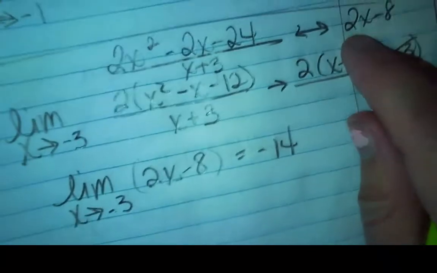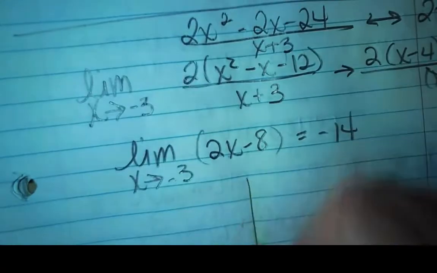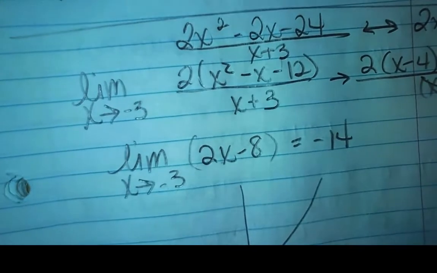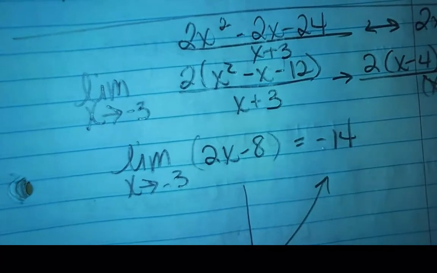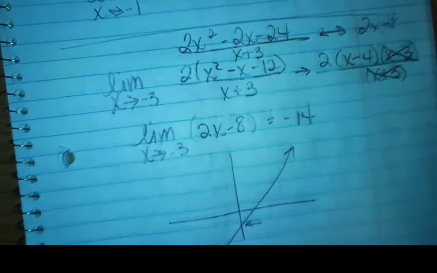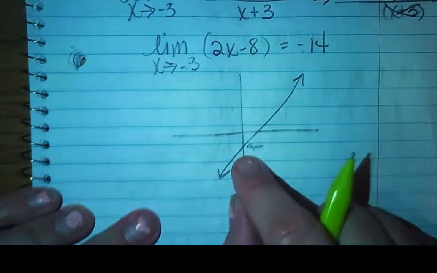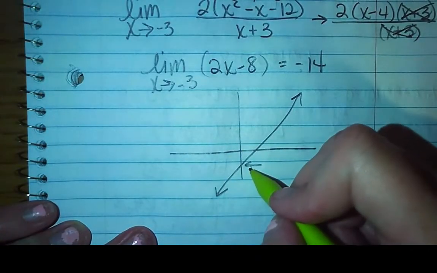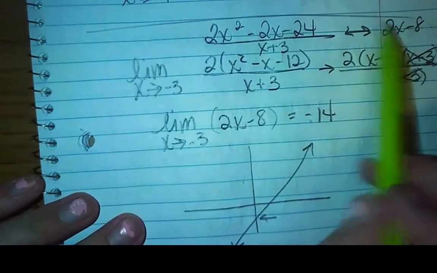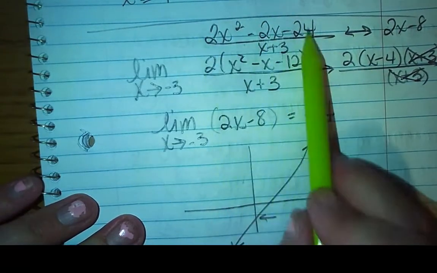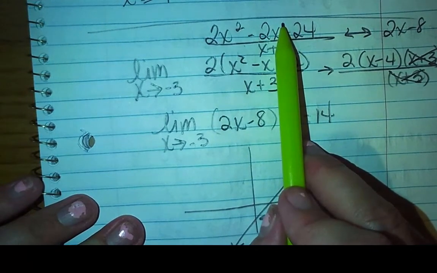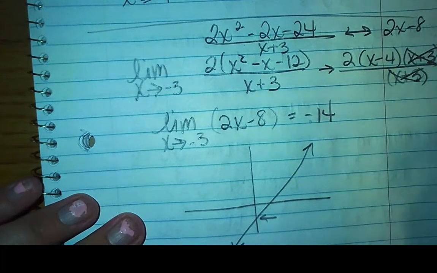If you graph 2x minus 8, you should recognize that that's a diagonal line that slices through the y-axis at -8, with a positive slope of 2. Well, if these two things are equivalent, that must mean that this is also a diagonal line that slices through the y-axis at -8. So what's the difference?